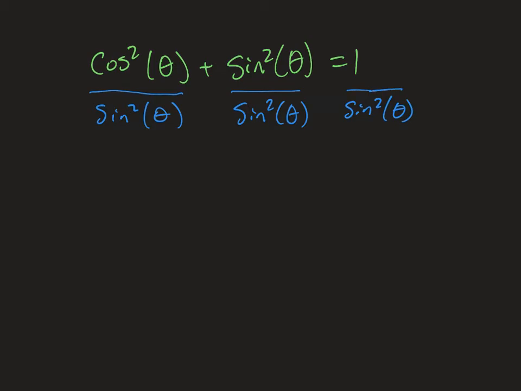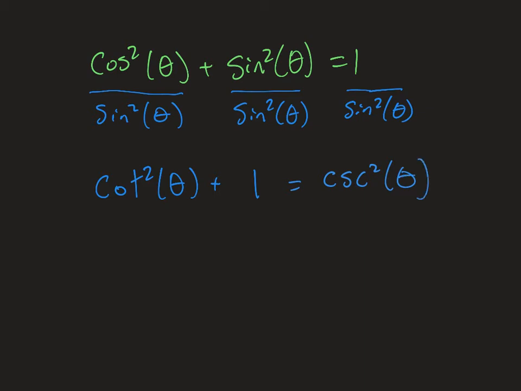The cosine squared theta over the sine squared theta, that is actually a cotangent, right? Cosine theta over sine theta is cotangent theta, and we're squaring those, so this thing is going to be cotangent squared of theta. Sine squared of theta divided by sine squared of theta, that just turns into a 1. And then 1 over sine squared theta, that's the same as cosecant squared theta, right? Because 1 over sine of theta is just cosecant theta from our definitions.